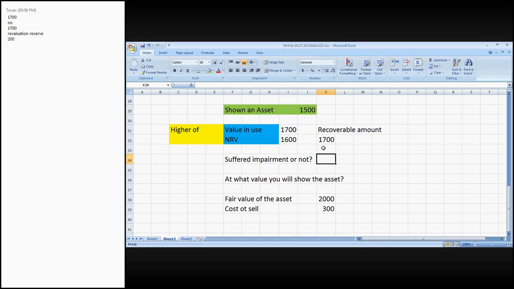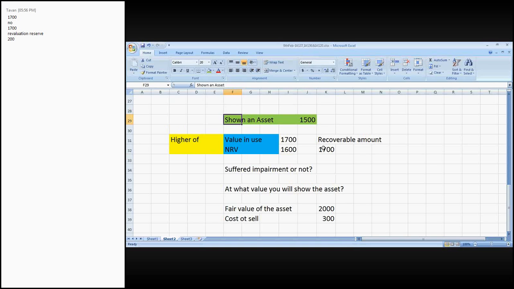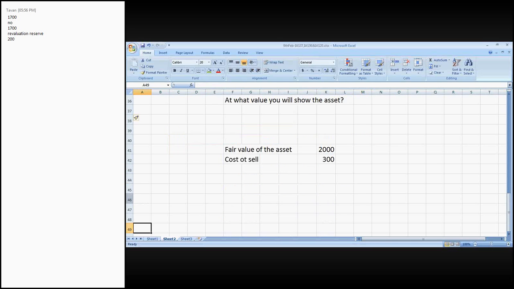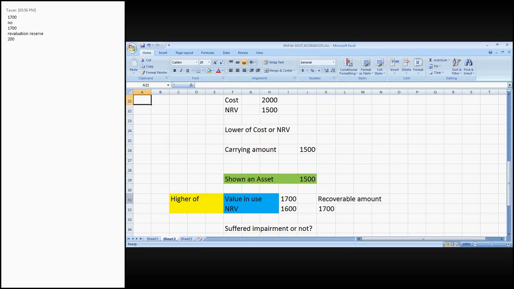That means if there is no impairment, I am doing a test of impairment. Test of impairment simply means: the value at which I am showing the asset, has it impaired? The value of 1500, is it impaired or not? It is not impaired, isn't it? I'll continue to show the asset at 1500. Then if I do revaluation, that is a different story.